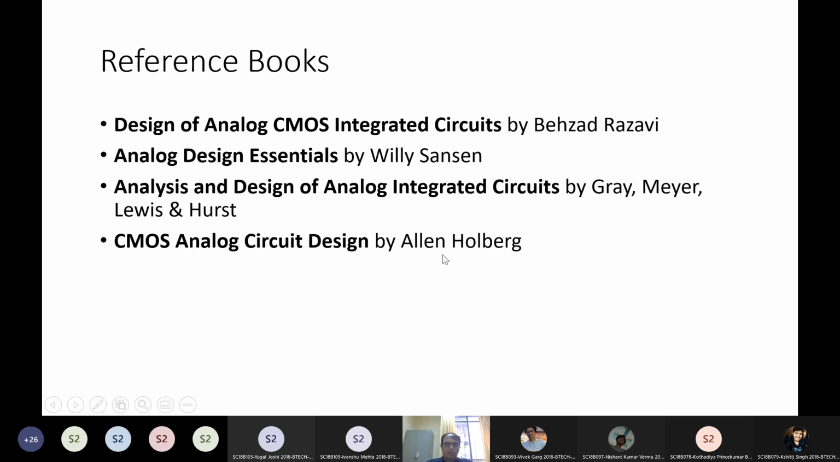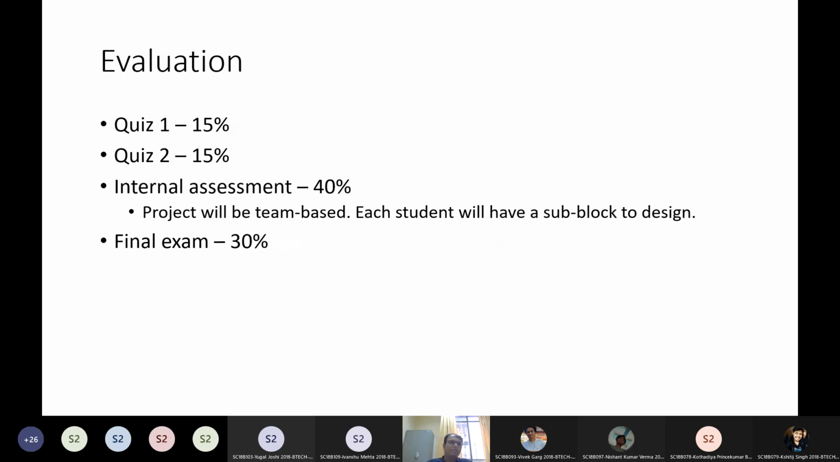And CMOS Analog Circuit Design by Allen Holberg, the fourth one, is actually more of a hands-on kind of book. You can follow whichever book you're comfortable with. Let me also combine it with this.